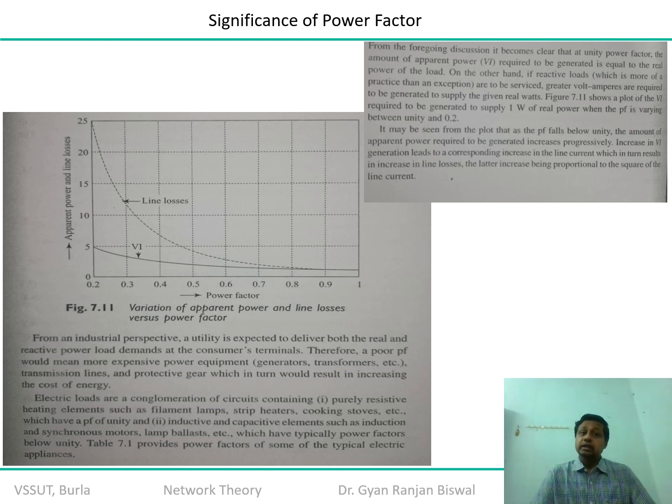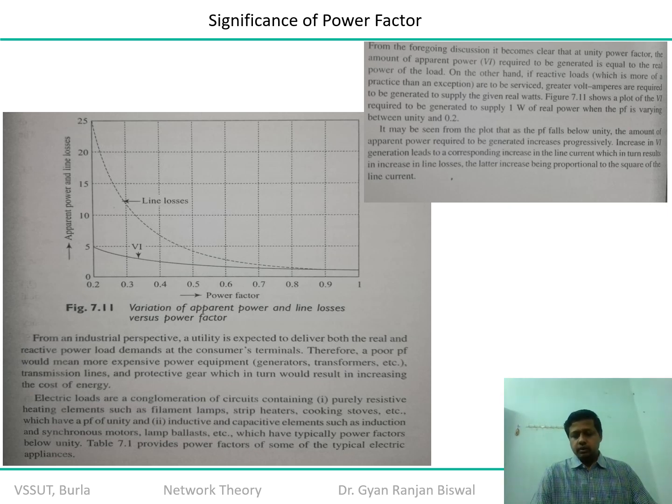So the loss is increasing exponentially. As you can appreciate, the value of VI increases following a non-linear path. It's a parabolic path. So in that case, the line loss is following a cubical path. So it is exponentially increasing, right? That's why the power factor should be as high as possible, close to one, if not exactly one. That is the significance of the power factor. I hope that this fundamental aspect is now very well clear to you.